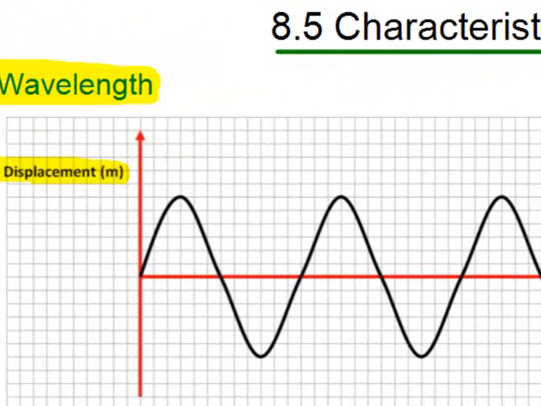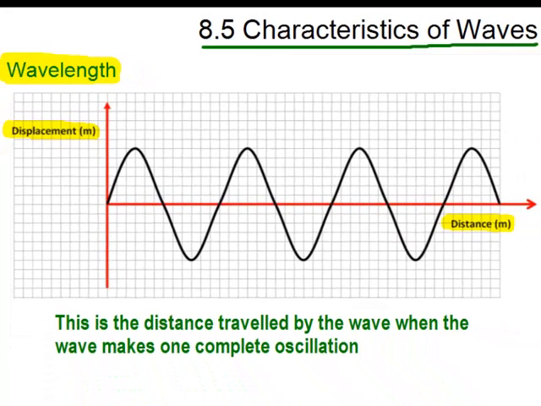So we define wavelength of a wave as the distance traveled by the wave when the wave makes one complete oscillation. These are very important definitions, and I want you to write it down immediately in your book. I would like to emphasize that it is a distance. It is that distance which is traveled by the wave when the wave makes one complete oscillation.